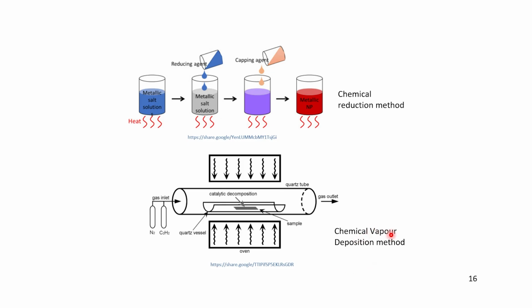Then there is the chemical vapor deposition method. So here you have a quartz tube, and that is where you put your sample and you pass a gas through it, and there is a catalytic decomposition over here on high heating, and you put this in an oven. Okay. So that is the chemical vapor deposition method. So it is deposited over here.